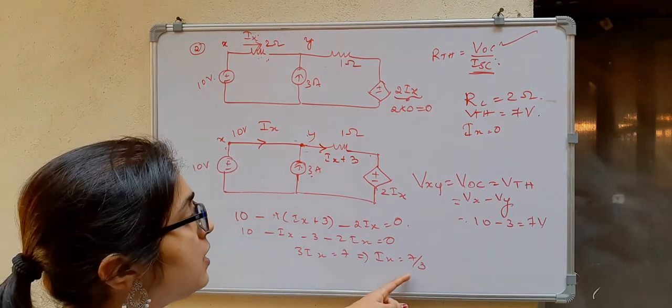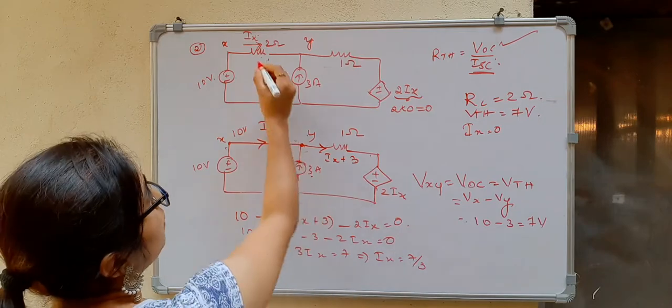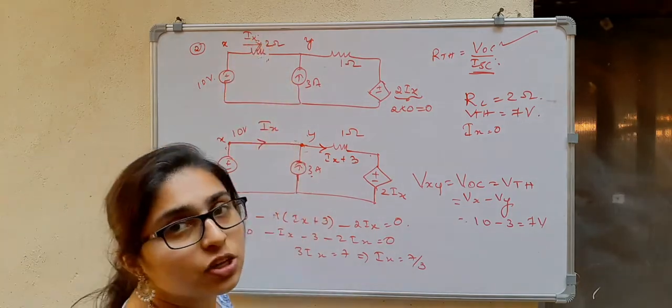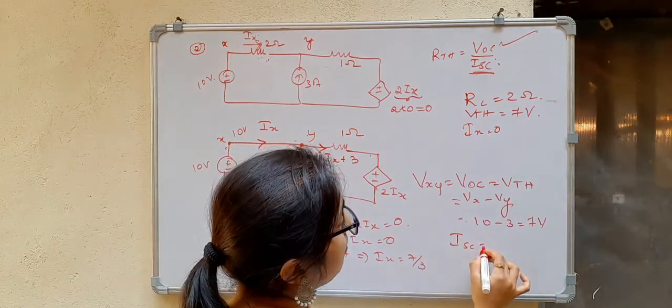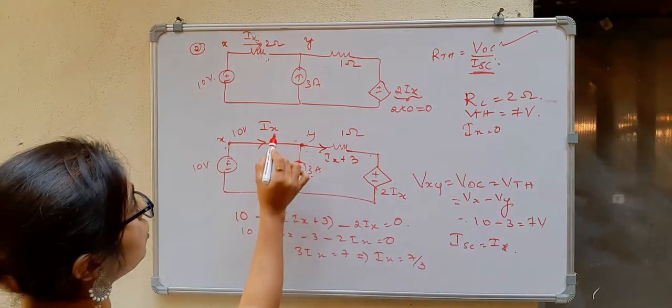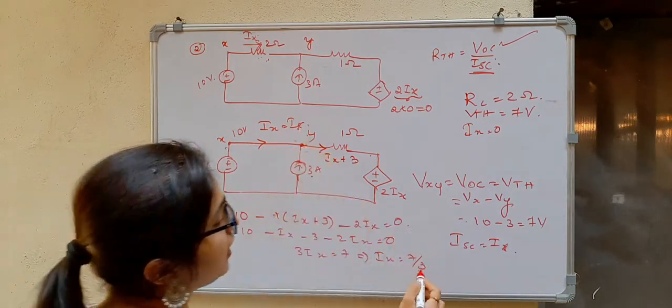So Ix value is 7 divided by 3. So this is the short circuit current. Short circuit current ISC is nothing but Ix. Okay, this is the short circuit current. So that is 7 by 3.